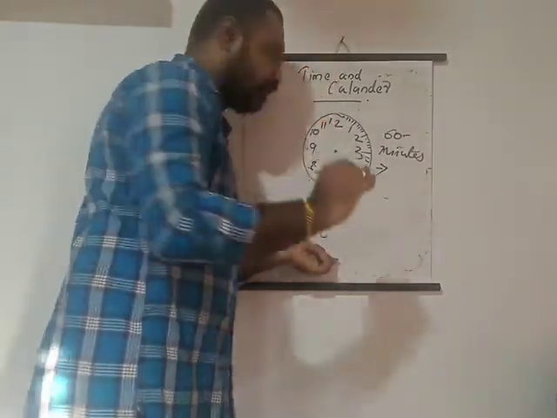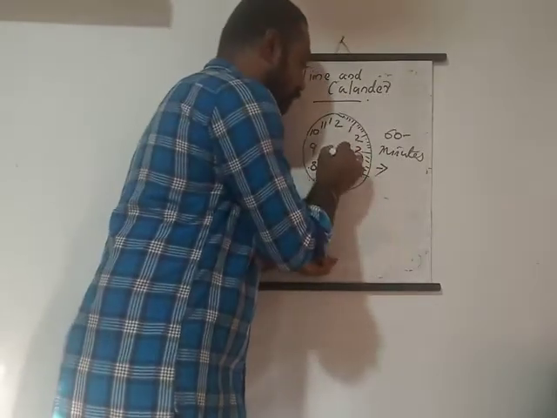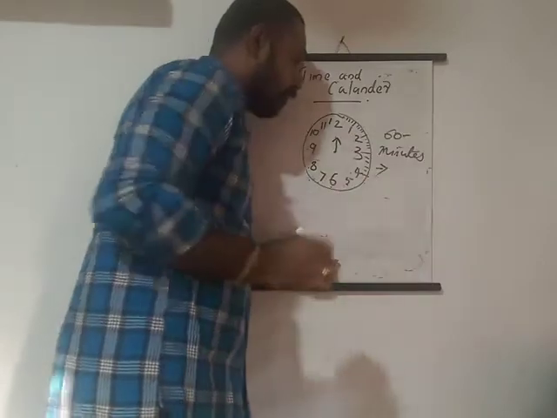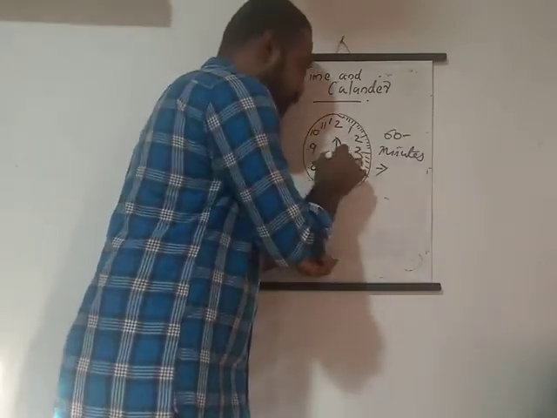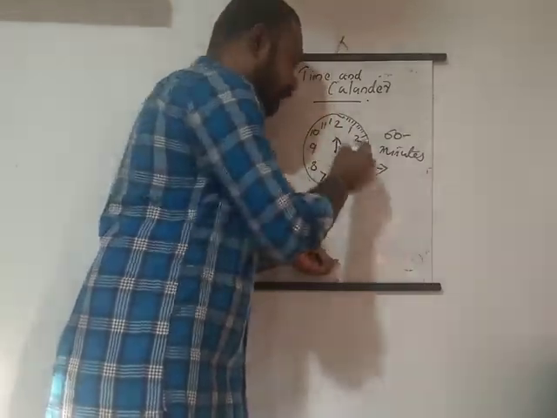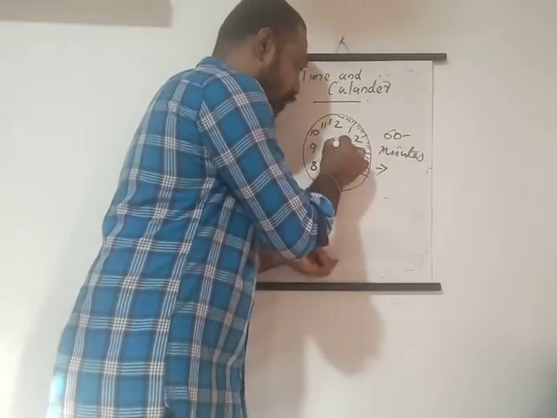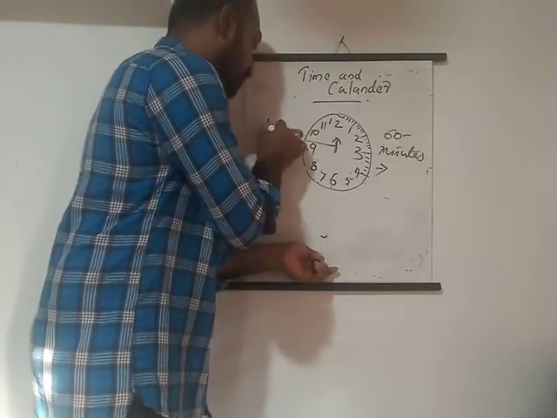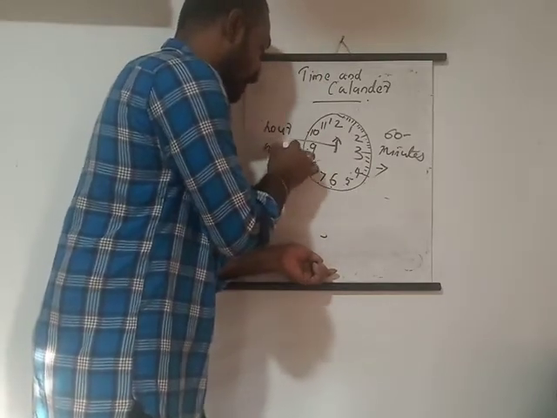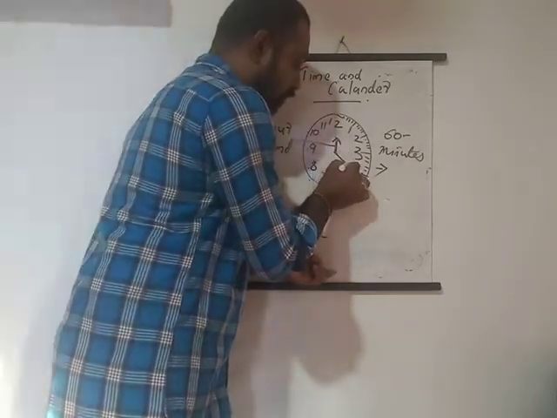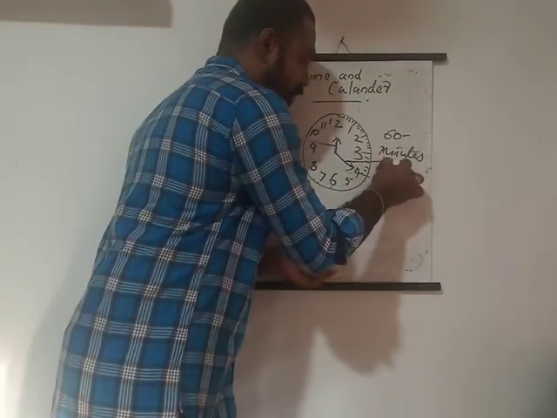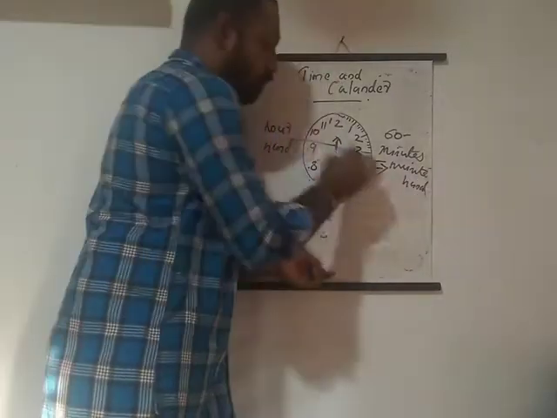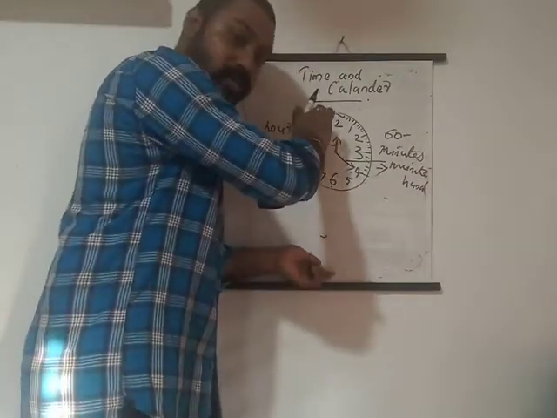Basically we must know about the hands. In this clock we have 3 hands. The small, thicker hand is called the hour hand, and the longest one is called the minute hand.